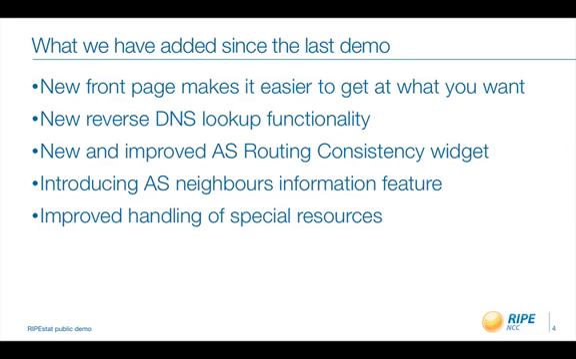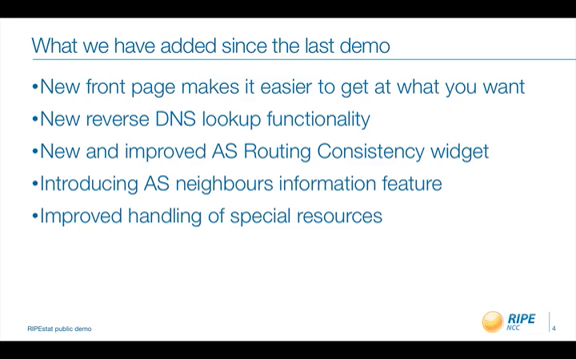So since the last demo, we've been working to add new features to RIPEstat. We've worked on the look and feel of the front page, and that's really been around restructuring the information so that it's easier to get what you want, more obvious where everything exists within the RIPEstat structure. We've added reverse DNS lookup functionality so that you can find information about reverse DNS delegation zones. A new and improved AS routing consistency widget, which is about finding how real-life routing data compares with what's found in Whois, and that's something which was originally a long time ago on RIPEstat, and we've since improved the performance and brought it back in.